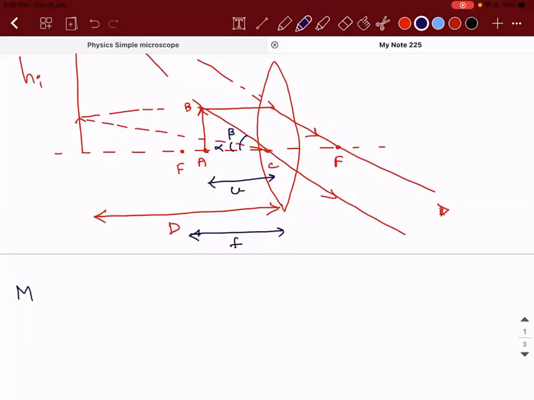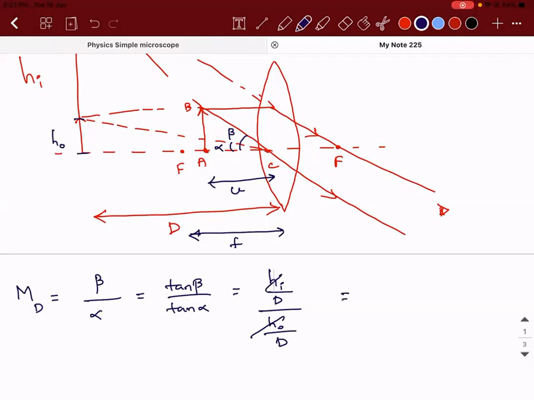The magnifying power of a microscope when the image is formed at the least distance of distinct vision is given as the ratio of the angle subtended by the final image to the angle subtended by the object at the eye. And remember, this height is h0. So beta divided by alpha is nothing but tan beta divided by tan alpha. So what is tan beta? Tan beta, if you see, is the height of the image divided by the least distance of distinct vision, d. And what is tan alpha? Tan alpha is going to be h naught divided by d.